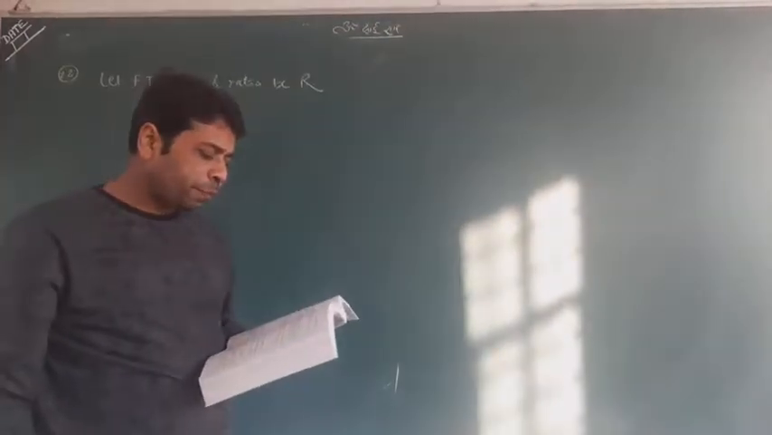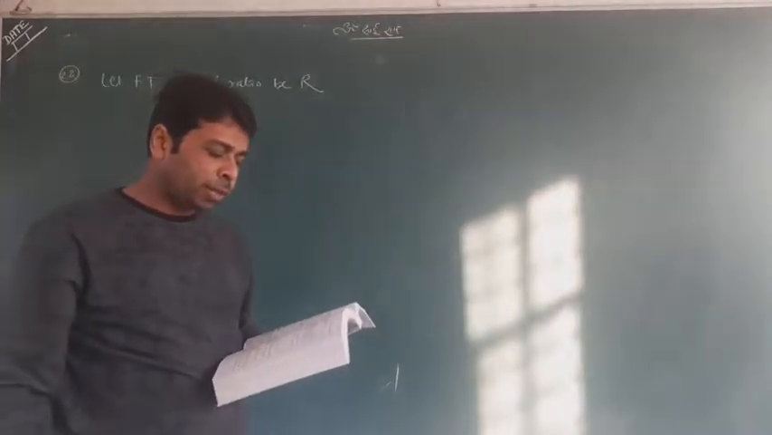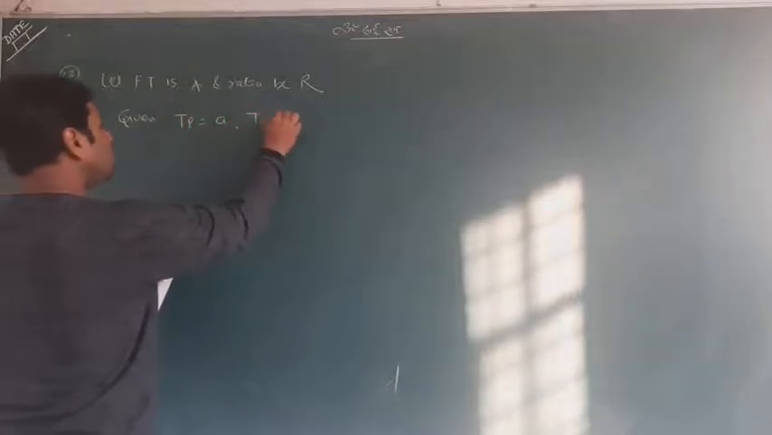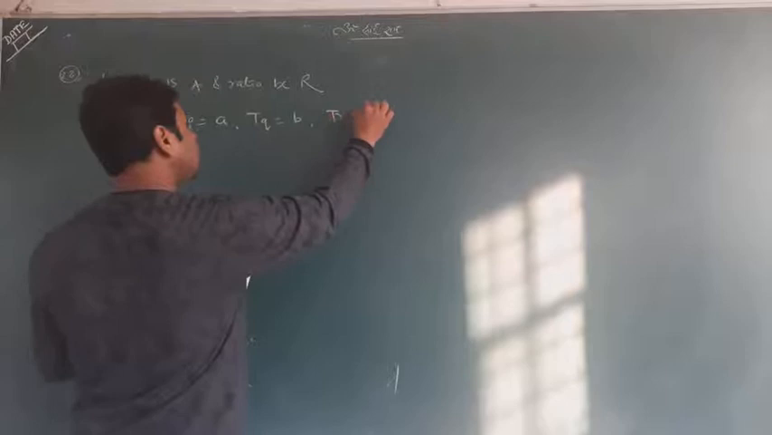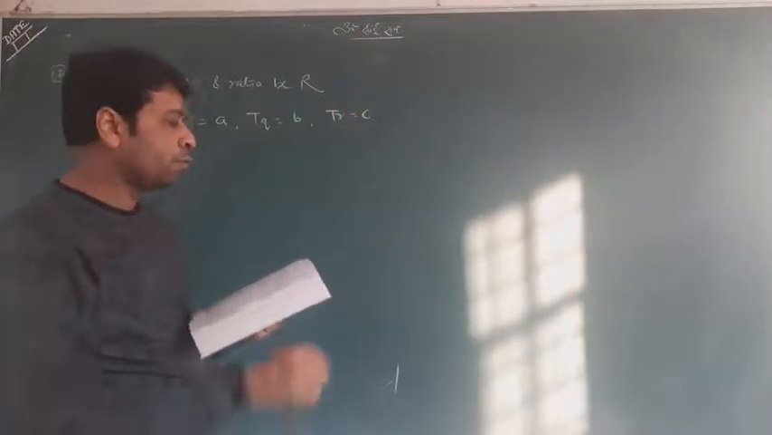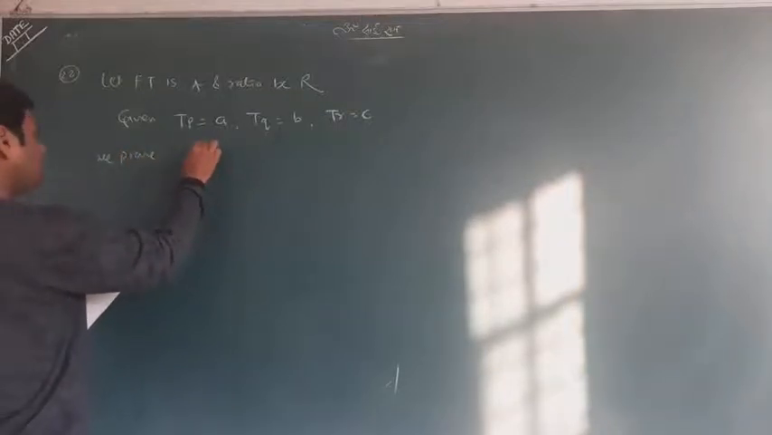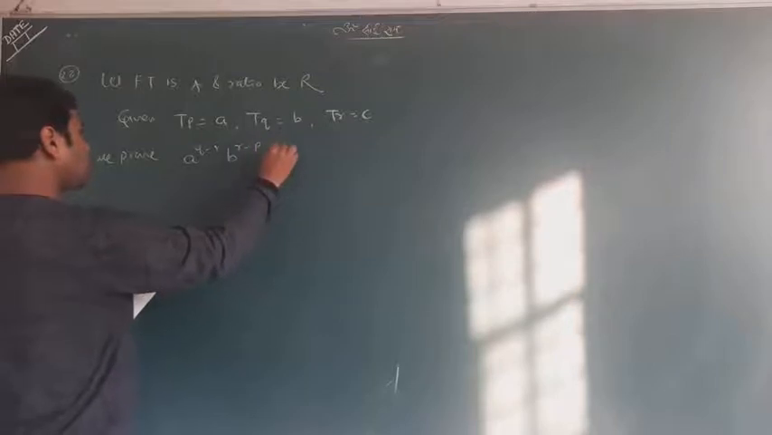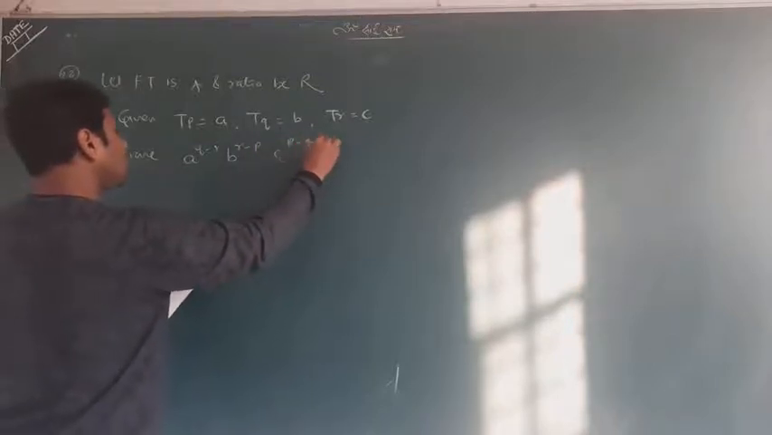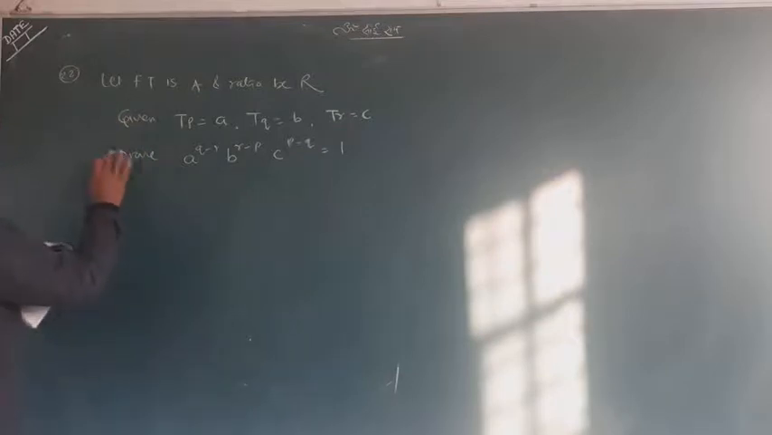Now according to the question, the pth term, qth term and rth term of the GP are a, b, c. So we are given that the pth term is a, the qth term is b and the rth term is c, and we need to prove a to the power q minus r, b to the power r minus p, and lastly c to the power p minus q is equal to 1. That we need to prove. So how can we do this? It's very easy. Let me explain something.